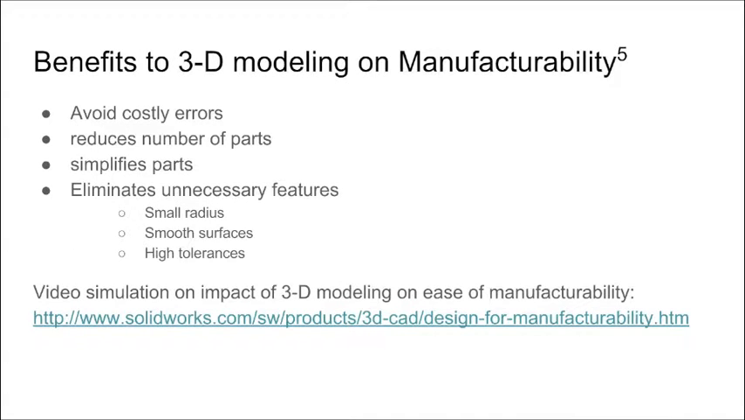Three-dimensional modeling can help to reduce the number of parts, simplify parts, and eliminate unnecessary features of a part or product that makes it challenging to manufacture. For example, it can reduce instances where a radius is unnecessarily small, a surface that is unnecessarily smooth, or tolerances that are unnecessarily high. To see a simulation by SolidWorks on why three-dimensional modeling is so important, check out the link.